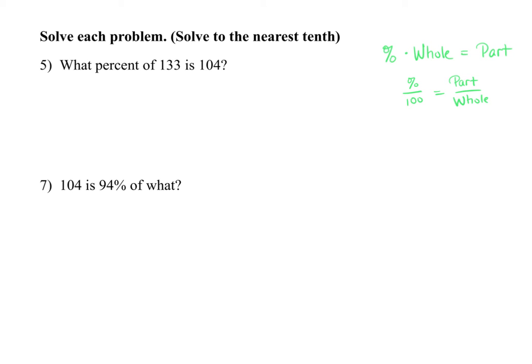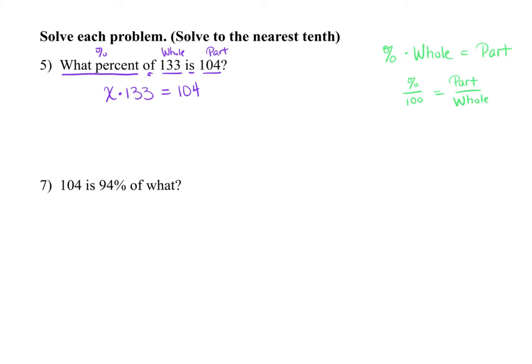All right, so for this first one, if we do an equation, anytime you see the word what, that's where your variable is going to go. X. Of always means multiplication. We have the number 133. Is always means equals, and 104. So this is the percent. Of is always what is right in front of the whole, and this is the part.